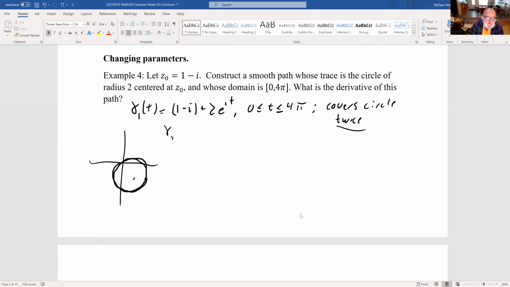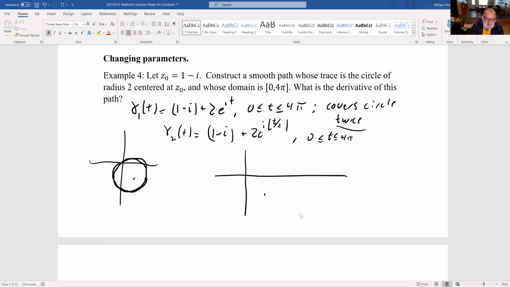We could also do this parameterization for 0 less than or equal to t less than or equal to 4 pi. And that will cover the circle exactly once, because as t goes from 0 to 4 pi, t over 2 goes from 0 to 2 pi, but you'll be going around half as fast.